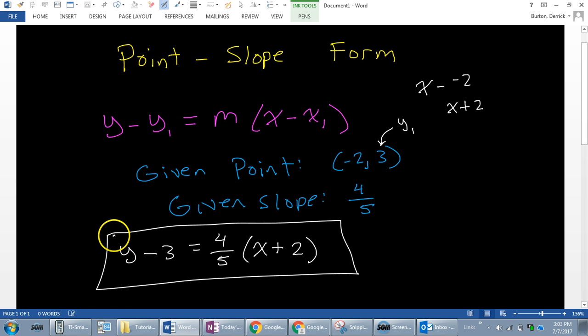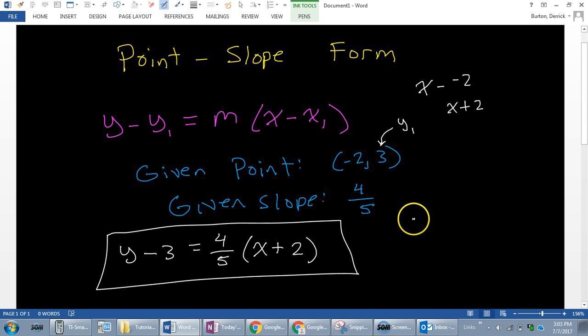Are you with me? So it just changed because it was a positive to a negative. Exactly. So in this form, everything changes sign. So if I have a +3, then I'm going to have y minus 3. If I have a -2, then I'll have x plus 2.